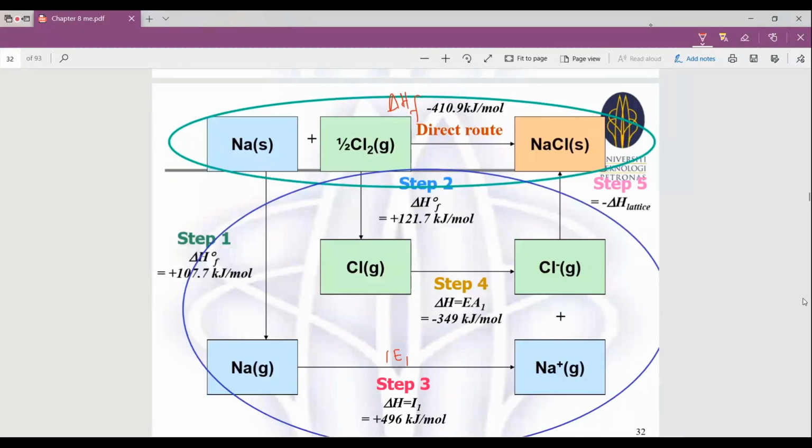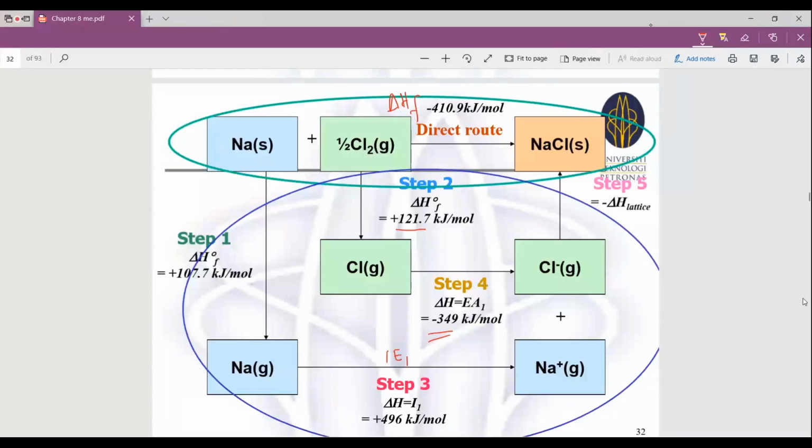So Na removes 1 electron and becomes Na+. Okay, then from Cl2, half Cl2 dissociates to half Cl. Half Cl means 1 Cl. Dissociation of Cl, this is the value. And then from Cl gas, it undergoes electron affinity, meaning Cl accepts 1 electron and becomes Cl-. The value is here.